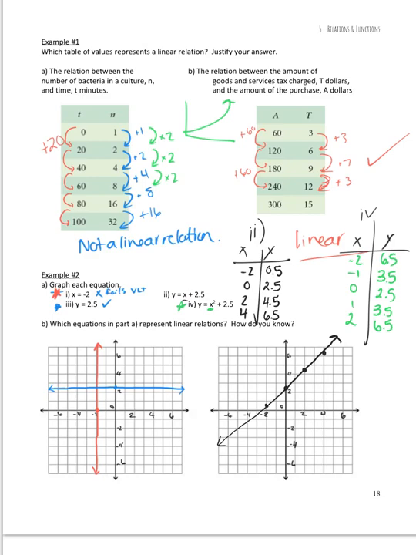So -2, 6.5, -1, 3.5, 0 is 2.5, positive 1 is 3.5, 2 is 6.5. You can see here that we make a swoop. This is called a quadratic equation. It has a degree, an exponent of 2, and these both pass the vertical line test. Okay, so it has one discrete point for every domain and range value here. So both are functions in this case.